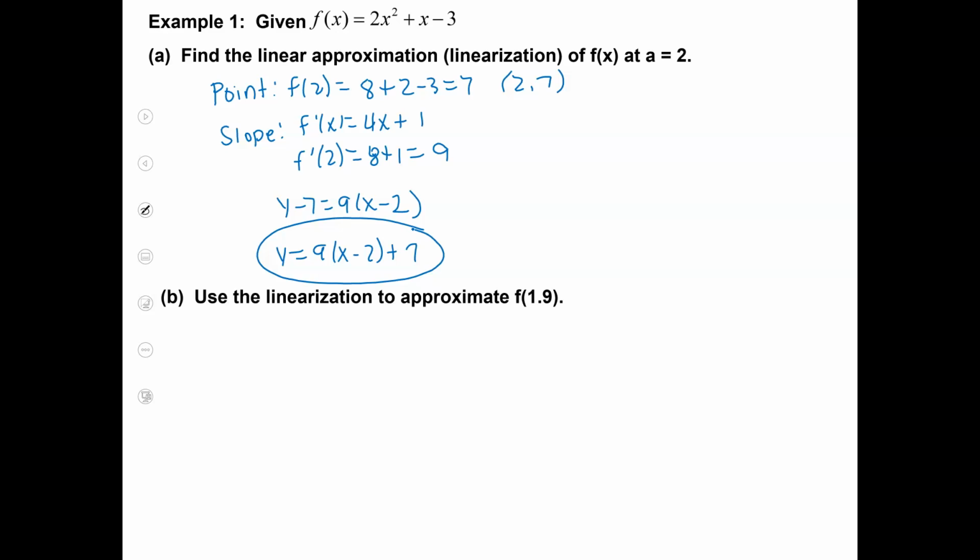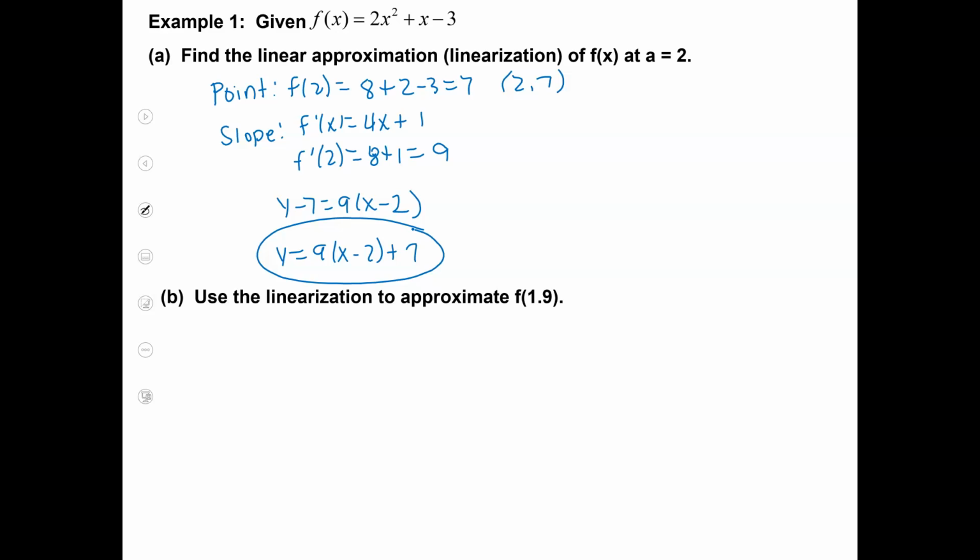Good so far? Technically you could distribute this whole thing out, but you will find that these problems are far easier if you don't, because usually when you put in a number that's close to 2, when you subtract them, you just get something like a tenth or 2/10, and that makes the math easier than if you distribute it all out. So I would not distribute that all out.